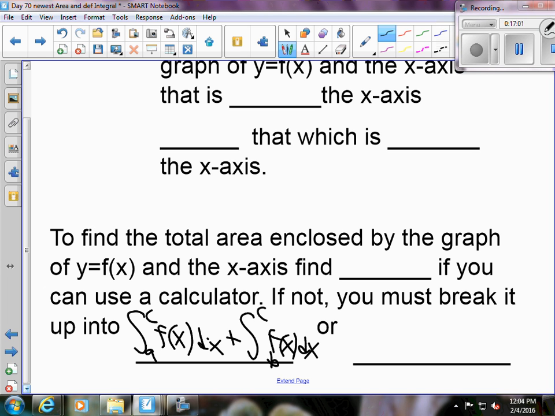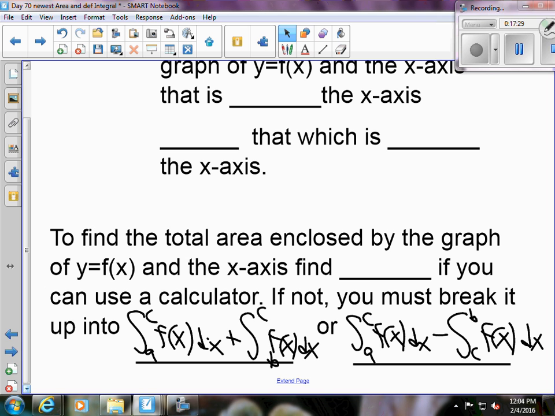Or instead of adding and switching the limits of integration where that function's negative, what else could I do? Leave it and put a minus in front, subtract it. So you could take the definite integral from A to C of f of x to get that area of that first region, and then just subtract the definite integral from C to B to get the area of the second region. Got it? You choose. I'll let you decide. But just don't do both. All right, so that would be it.